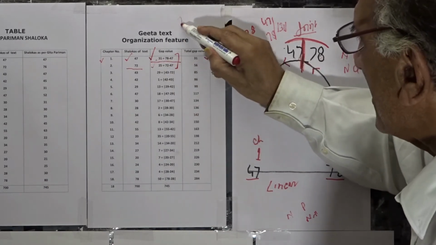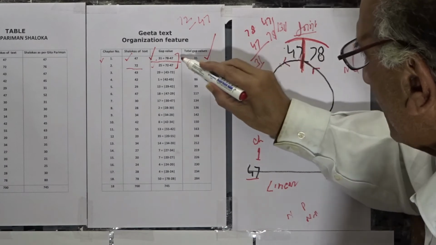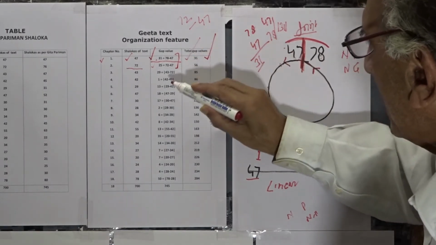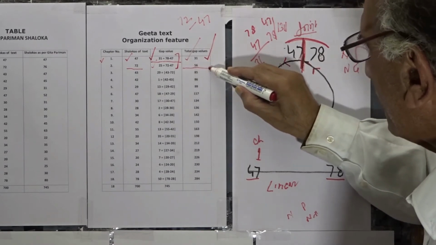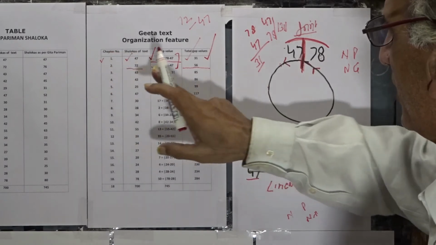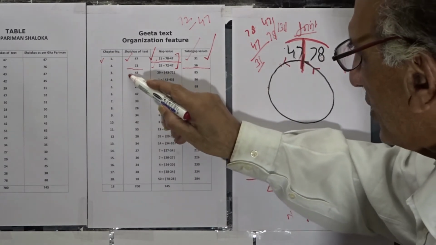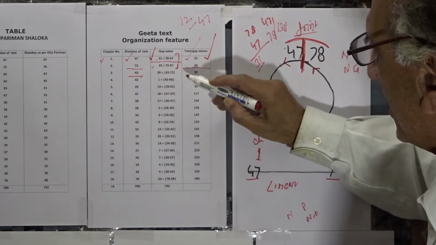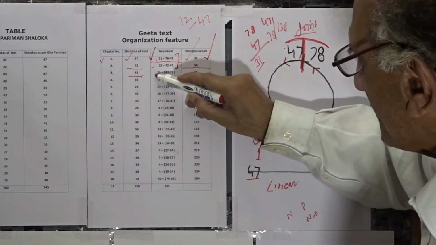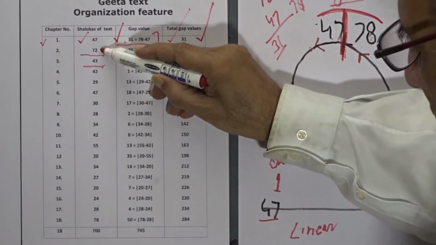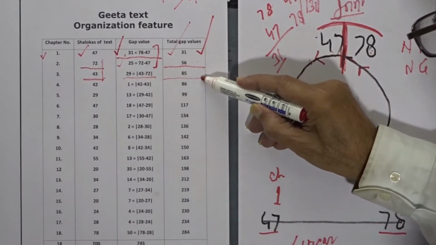This difference value is 72 minus 47, and in the fourth column, up till first step we had reached at value 31. At second step we have additional value 25, and the summation value becomes 56. Therefore in column 4, at second step we have reached that value 56. Though chapter 3 is a chapter of 43 shlokas range, the difference value of 72 and 43 is 29. Absolute difference value of 72 and 43 is 29. 56 plus 29 gives us 85.